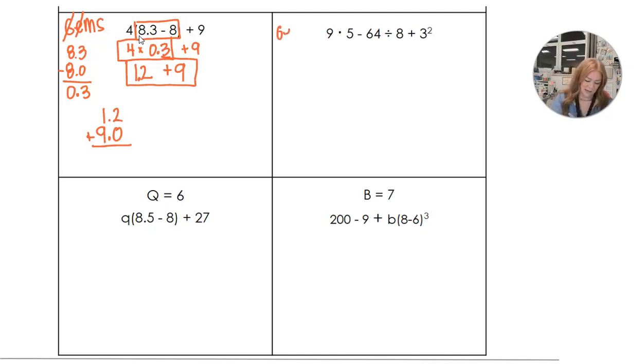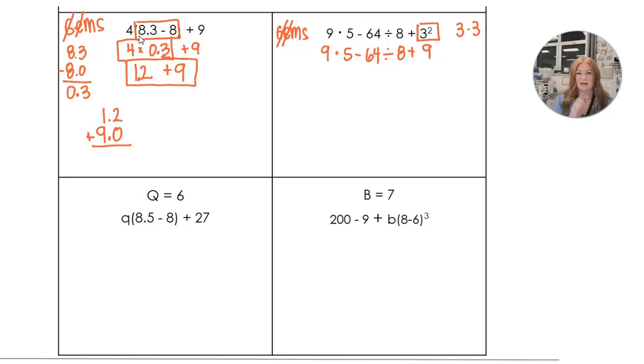Our next one, again, we're going to write our checklist. We don't have any groups, but we do have exponents. So out to the side, that means 3 times 3. 3 times 3 is 9. So we're going to add 8, divide from 64, minus 5 times 9. So we're done with exponents.